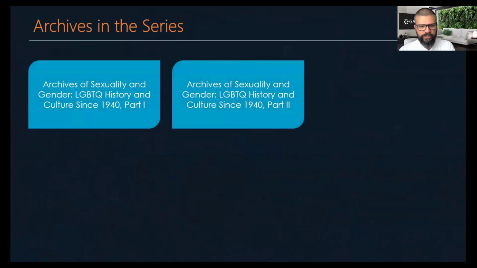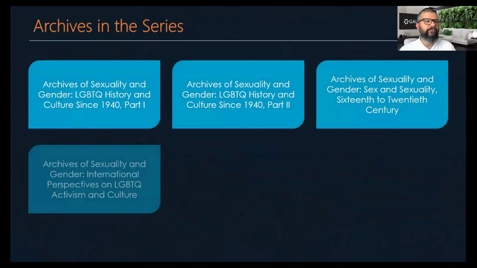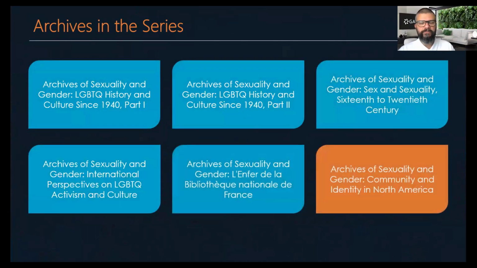My colleague Adi just confirmed that you do indeed have access to all 6 parts of the Archives of Sexuality and Gender. Parts 1 and 2 look at LGBTQ history from 1940 all the way up to the current day. Part 2 was released because of the success of part 1, and we further built upon that information. We found new source libraries and new information, and we digitized and released that.